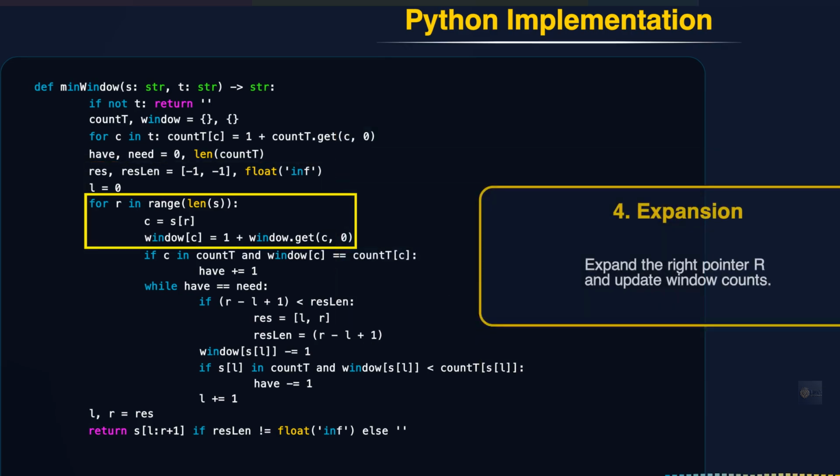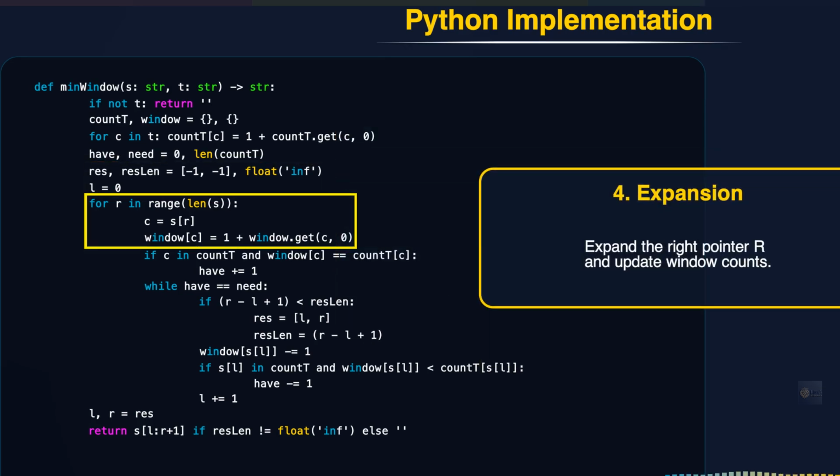Here is the magic, we use 2 variables. Have and need. Need is the total number of unique characters in T, and have tracks how many of those requirements we have satisfied. This allows us to check if a window is valid instantly, without rescanning our maps. We use a result variable res and reslen to keep track of the best window we have found, initialized to infinity so the first valid window always updates it.